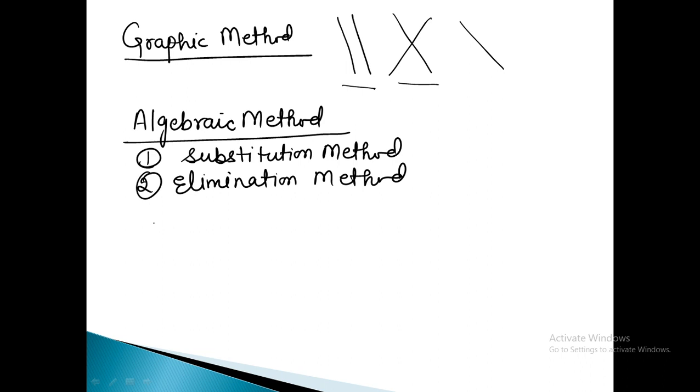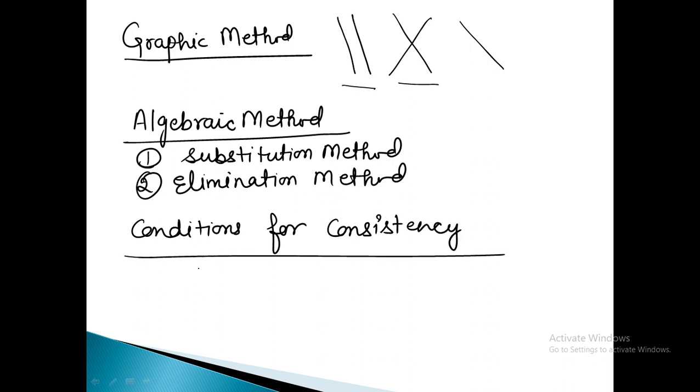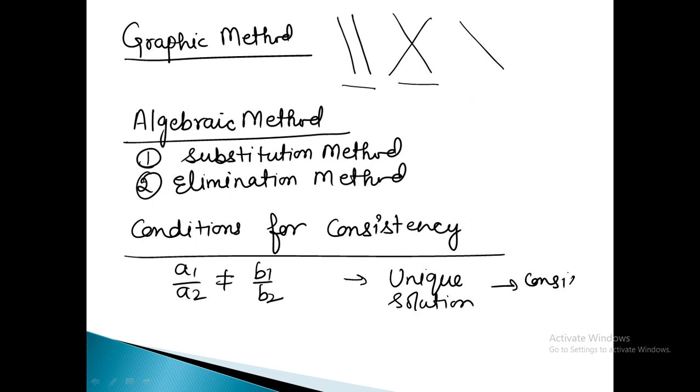Now, the last point is important: conditions for consistency. If a1 over a2 is not equal to b1 over b2, that means a unique solution, and it is consistent. This is the condition for consistency.